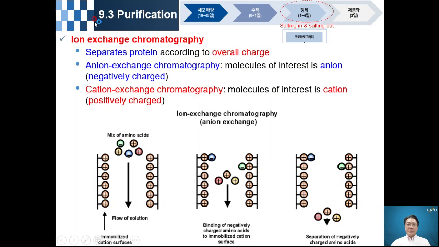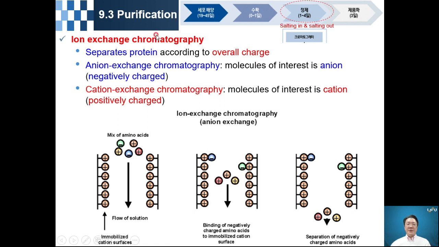In the previous slide, we learned about the salting in and salting out procedure. Through this procedure, we can precipitate proteins from the solution. After that, we collect all of the protein sample again, and we redissolve that protein. After that, we always do chromatography.